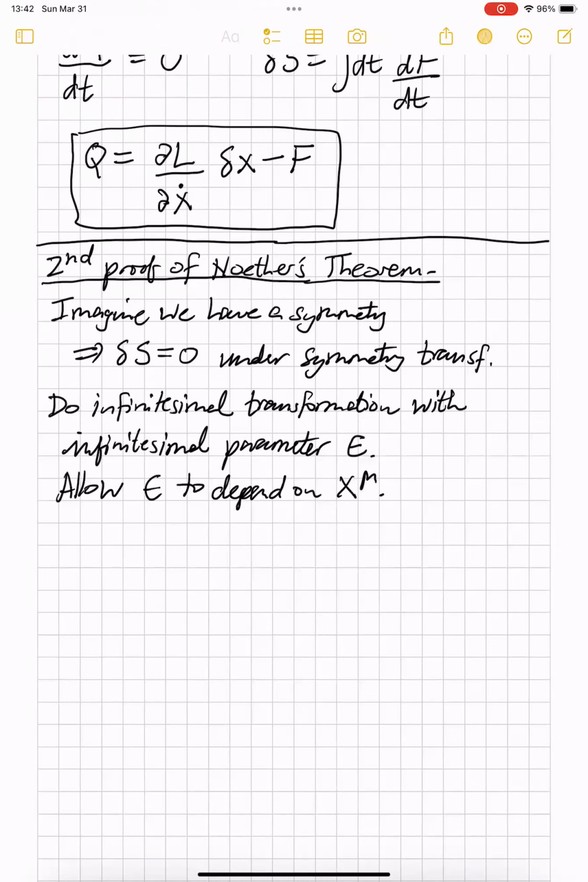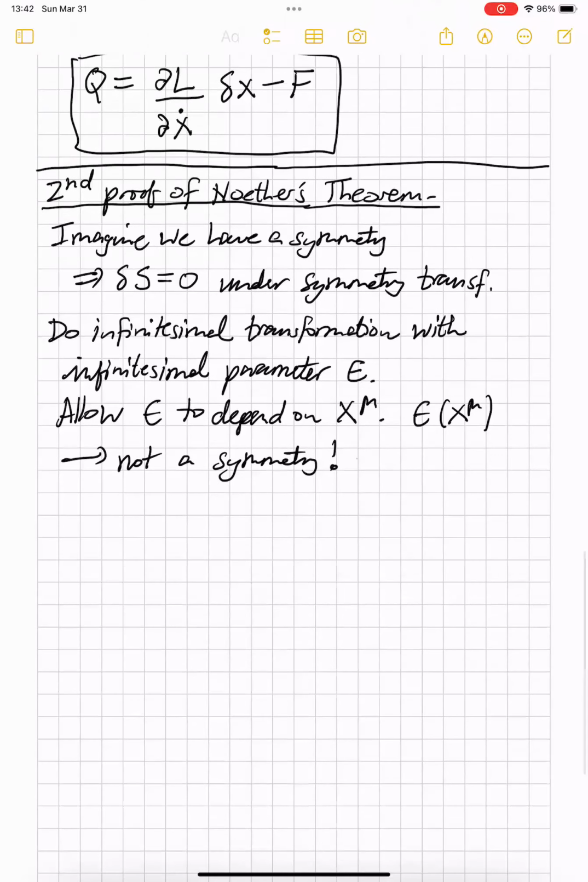So this is like maybe doing a boost where the rapidity of the boost depends on where you are in space. On Earth, I do a big boost. On the moon, I do a little boost. And close to the sun, I do no boost at all. So it's an x-dependent boost. This is definitely not a symmetry. You can't just do local boosts all over the place and expect that to be a symmetry. And this means that the change in the action will not vanish. It will not be equal to zero.